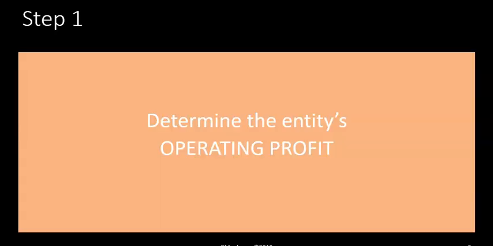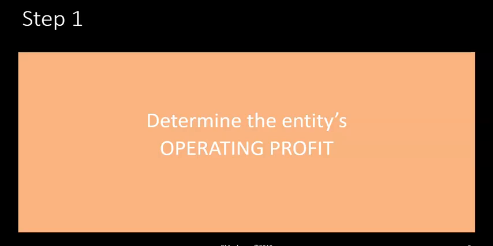Step 1. Determine the entity's operating profit. So either you use the gross profit minus the operating expenses, or you use the net income and add back any interest or tax. If you're given only retained earnings, then it's retained earnings.